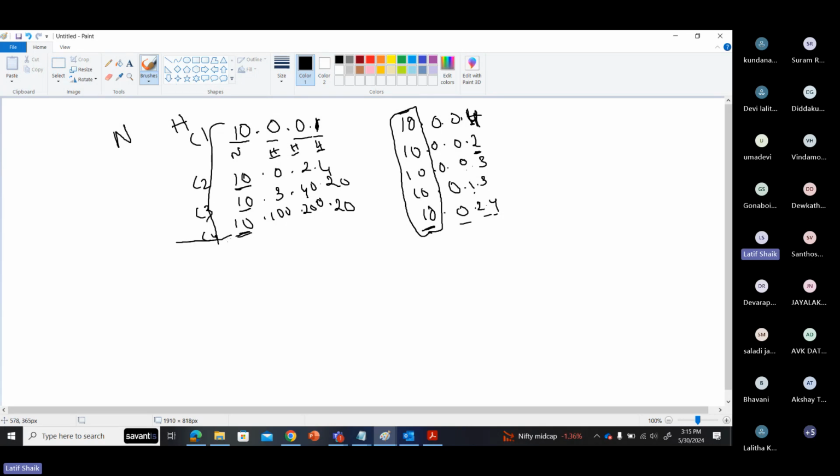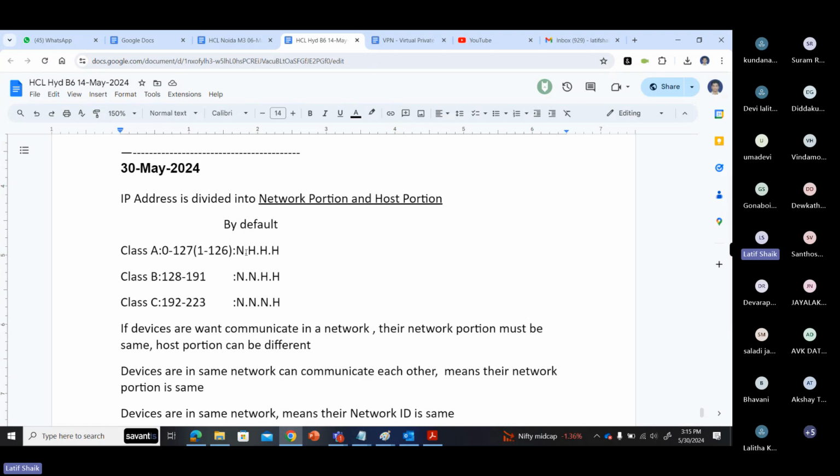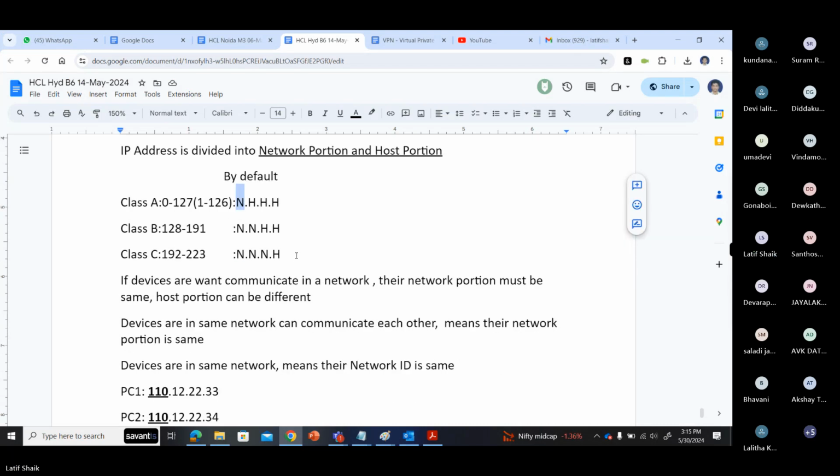Guys, understand: in a class A, what is the network portion? What is the host portion? If devices want to communicate in the network, their network portion must be the same and the host portion must be different. Not all host portions, but at least one of the host portions is different.